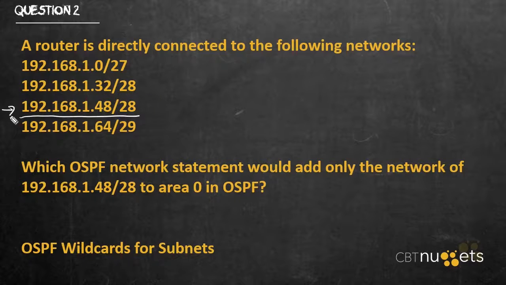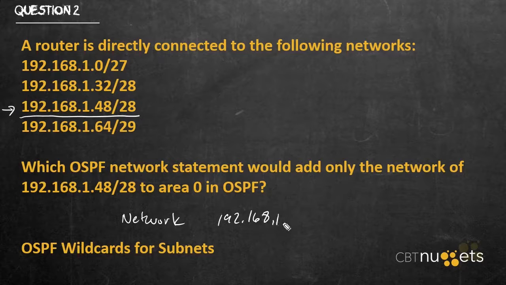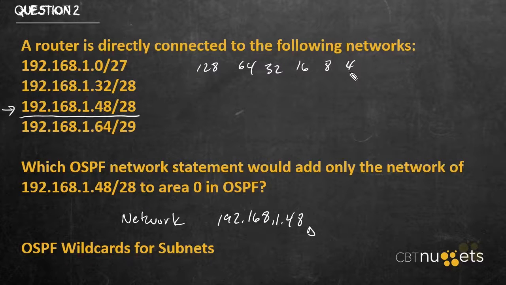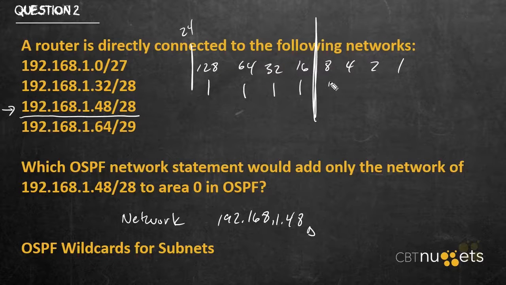So to add this network of 192.168.1.48 with the 28-bit mask in router configuration mode, we type in the word network, good start, space, and then we'd put in the network itself, which is 192.168.1.48. That's the literal network space. And then we need the wildcard mask that's appropriate for a 28-bit network. So if we put our powers of 2 up, 128, 64, 32, 16, 8, 4, 2, and 1, and then we're going for a 28-bit mask. If this is our 24-bit boundary and we're going to 28, it would be 25, 26, 27, 28. There's our dividing line. These would be zeros.